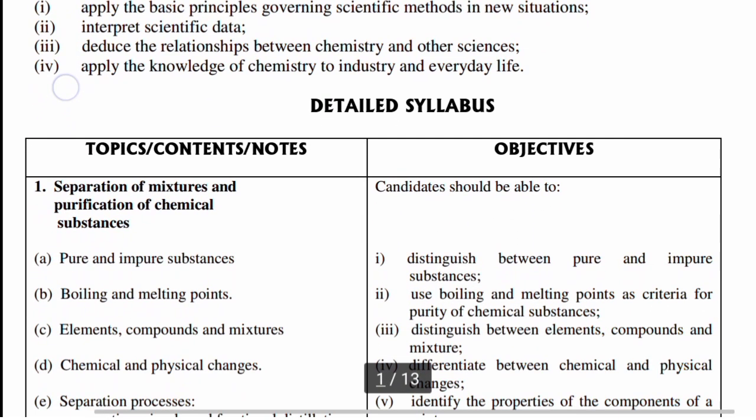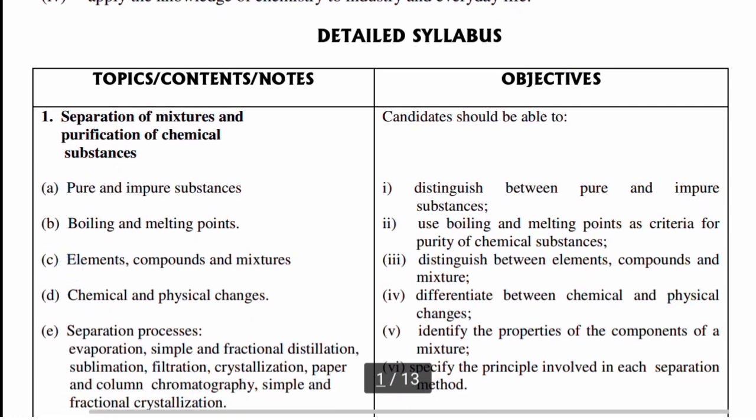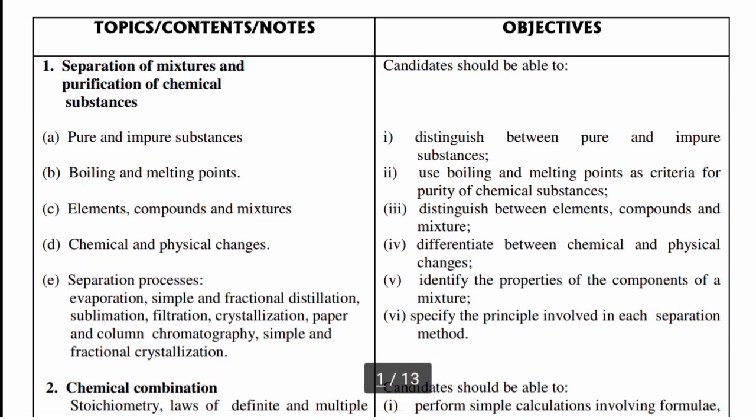Let's go to the first. What they want us to achieve here is the topic is separation of mixtures and purification of chemical substances. So what they want us to know there is one is pure and impure substances. And what they want us to study about pure and impure substances is to distinguish between pure and impure substances. So that's our first step for today. So we're going to distinguish between pure and impure substances. Then later we'll come to boiling and melting points.